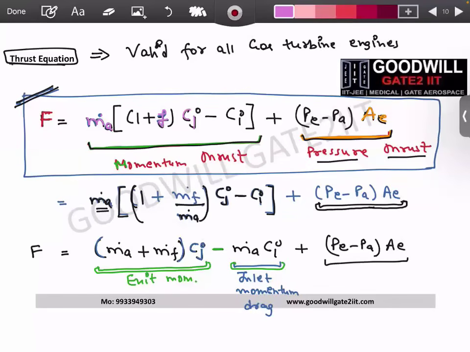You know this is velocity at the exit. You know this is velocity at the entry. This is pressure at the exit. This is your atmospheric pressure. And this is your nozzle area at the exit. And if you solve numericals on this, you will get your thrust produced in newtons. And they can ask in your exam, tell us in kilonewton and so on. That we're going to see shortly.